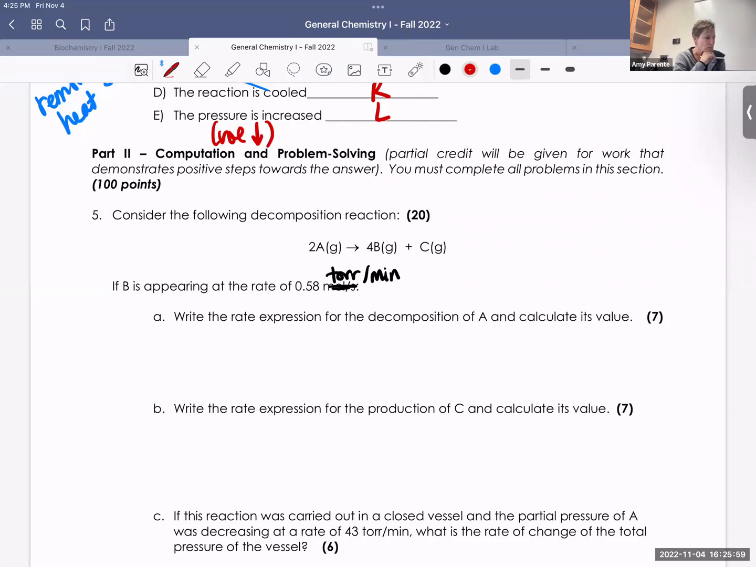So if B is appearing at a rate of 0.58 torr per minute, and we want to talk about these gases, we're representing concentrations in terms of a partial pressure change per minute. Remember, anytime we see rate, rate is going to be reflecting a change in an amount as a function of a change in time. So you go ahead and write your rate expression. I'm going to write it here. We'll see if we're the same, and then we'll talk about it.